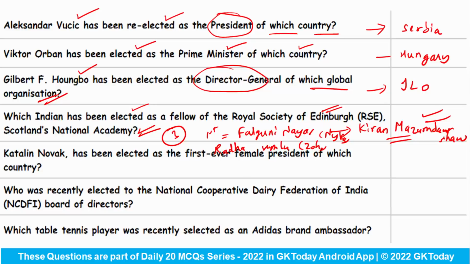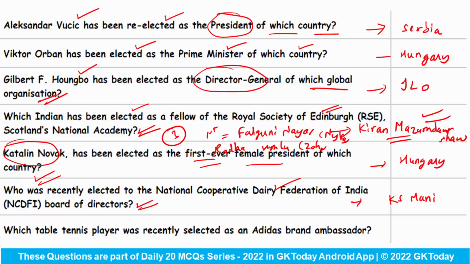Katalin Novak has been elected as the first ever female president of which country? Now Katalin Novak is the first ever female president of Hungary. Who was recently elected to the National Cooperative Dairy Federation of India Board of Directors? K.S. Mani has been elected to the National Cooperative Dairy Federation of India Board of Directors.